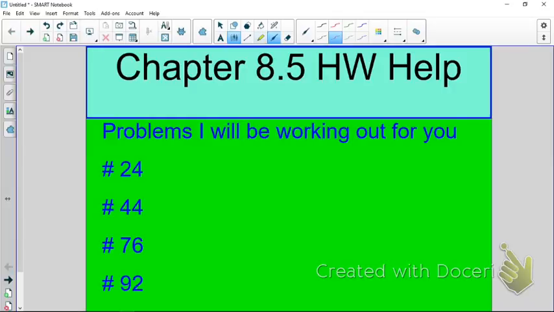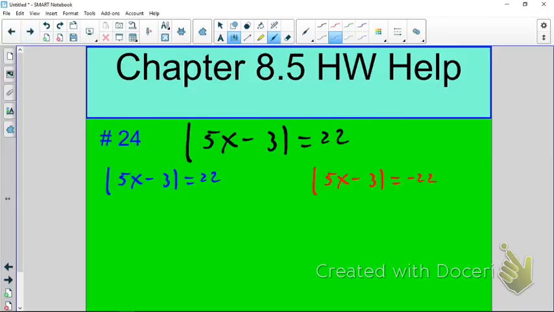These are the problems that I'm going to be helping you out with today: number 24, 44, 76, and then 92. What we're going to do with these is just solve them to help you see how the lecture from yesterday helps with the homework. So I'm going to start off with number 24.